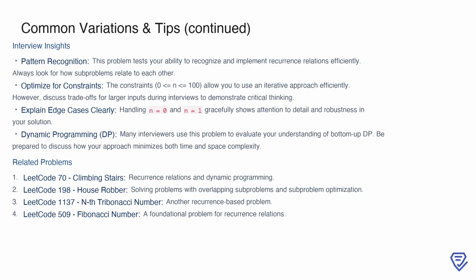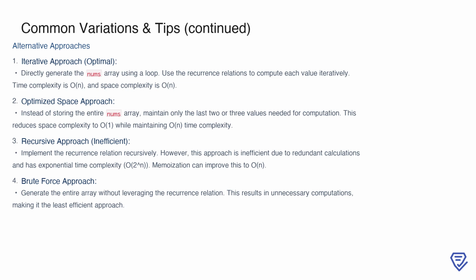There are several approaches to solving this problem, each with its own trade-offs. The most efficient is the iterative approach, where you generate the nums array using a loop and calculate each value directly based on the recurrence relations. This method has a time complexity of O(n) and a space complexity of O(n). For even better space efficiency, you can use an optimized space approach. Instead of storing the entire nums array, you only maintain the last 2 or 3 values needed for computation. This reduces the space complexity to O(1), while preserving the O(n) time complexity.